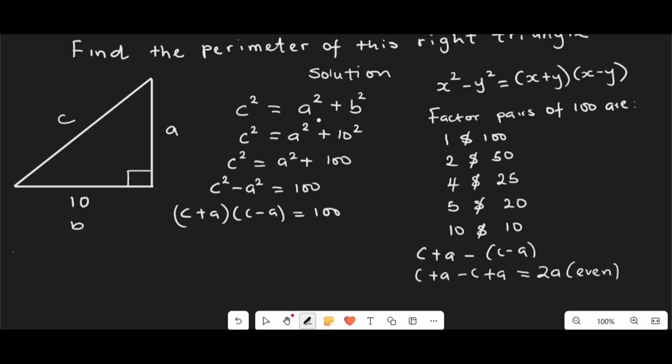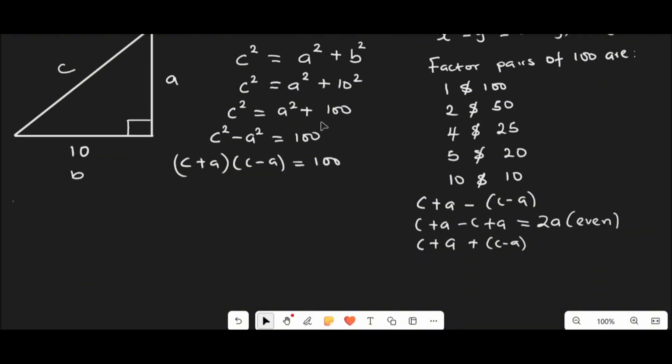Also, if you find C plus A plus C minus A, C plus A plus C minus A, C plus C will give us 2C, plus A minus A will give us 0. So we are going to have 2C, also even.